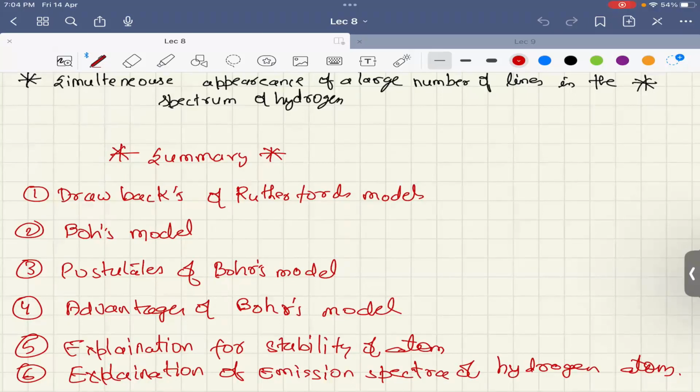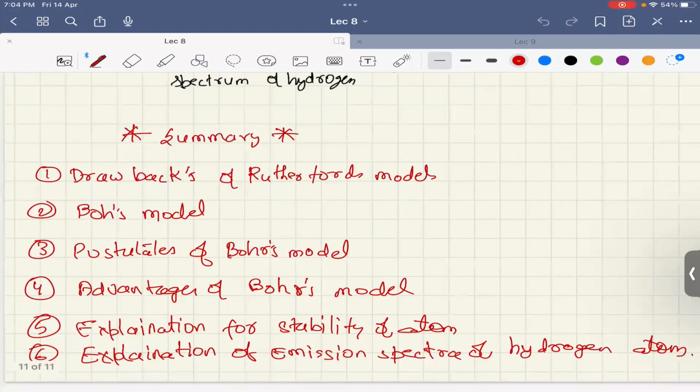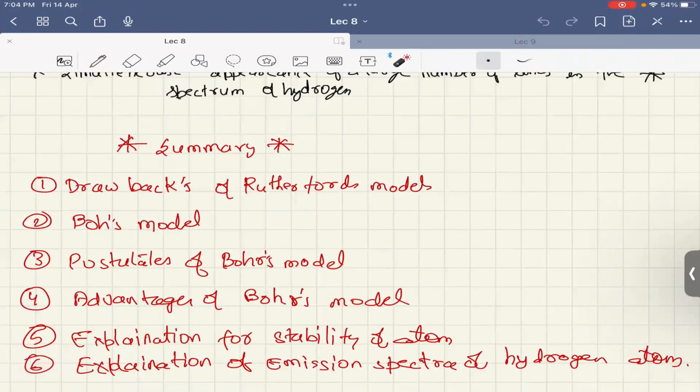My name is Varad Daoo and I am a doctoral student at the Department of Chemical Engineering, IIT Kanpur. So in the last class, what have we seen? We have seen the drawbacks associated with Rutherford's model. We saw that Rutherford's model could not explain the stability of electrons revolving around the nucleus, and also it could not explain some of the other facts.